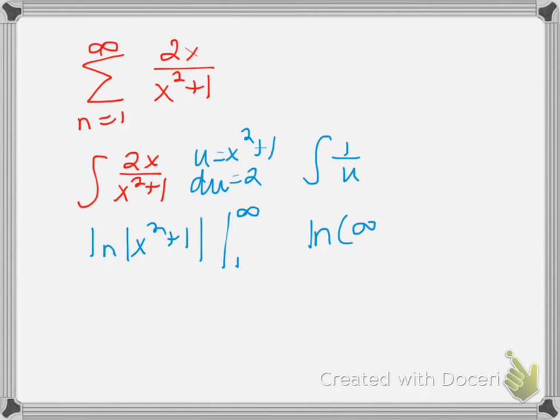Infinity is going to give me ln of infinity. 1 is going to give me ln of 2. So ln of infinity is infinity minus a small number. We get infinity. So the integral diverges, which by the integral test says the series diverges.